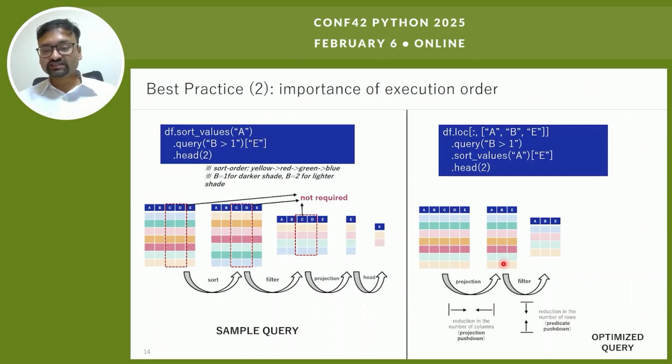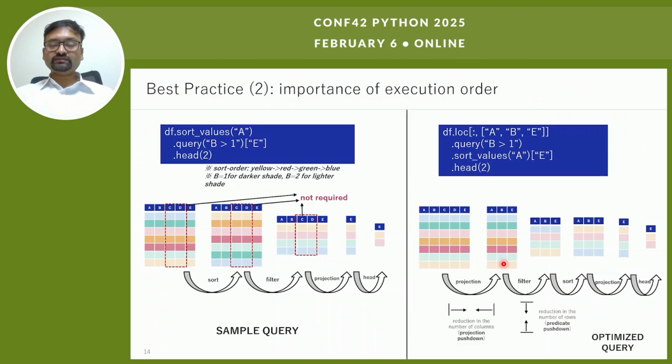Once the filtration is done, I have my further reduced data, and this data is ready for the sorting, because that is ideally the part of the data that I'm interested in performing the sorting on. Now apply the sorting, find the column and find the top two. This is the way, by applying projection pushdown and predicate pushdown, you can ideally optimize the data flow. And this is a very important execution order.